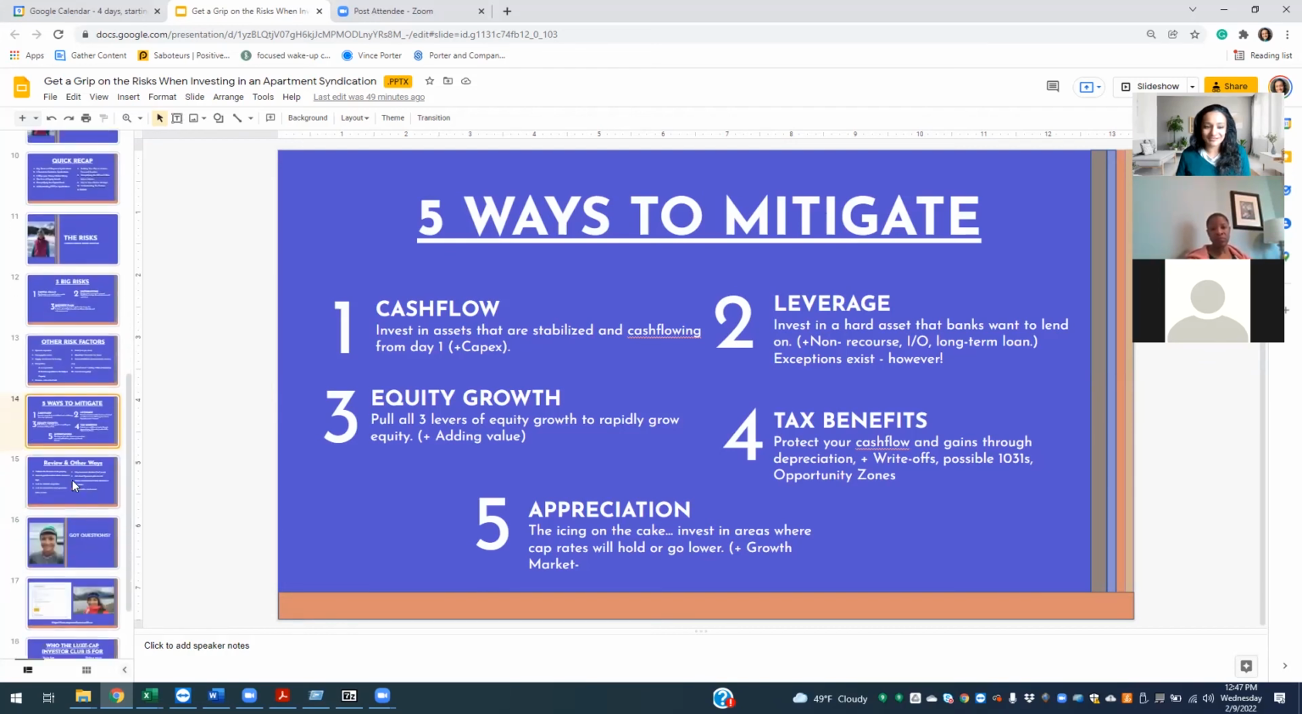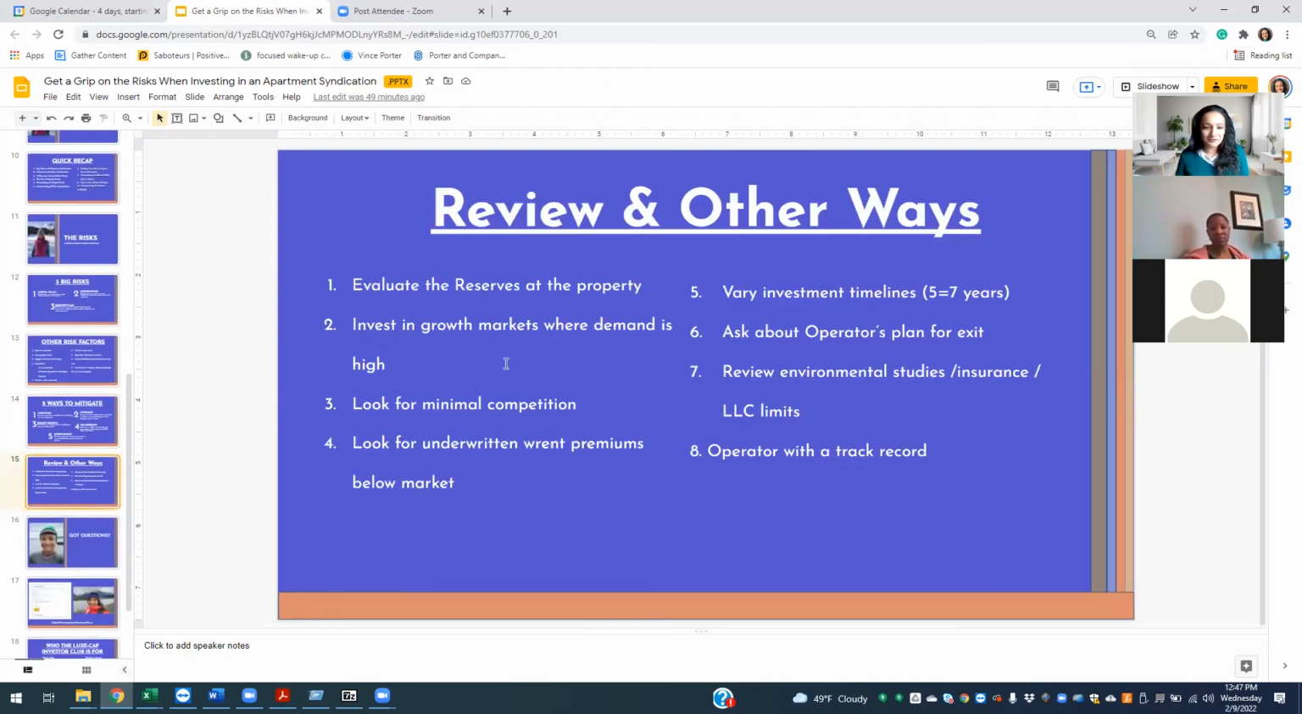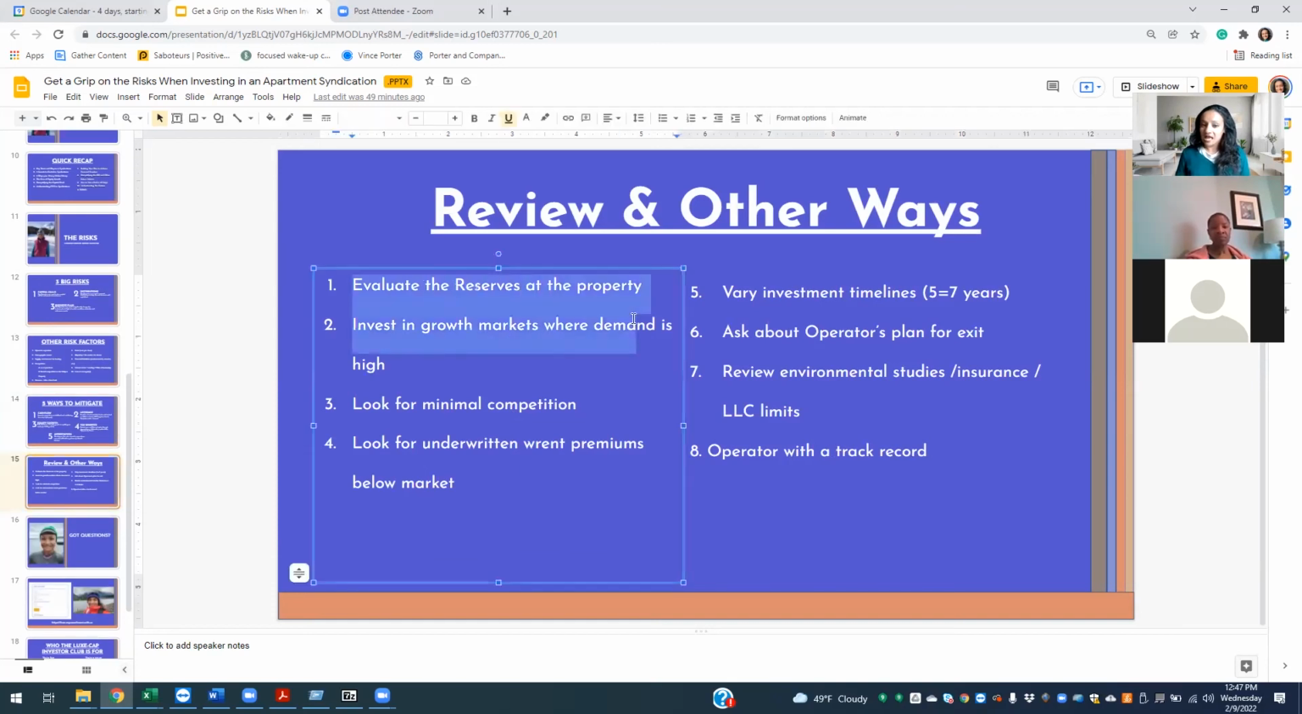Okay, so considerations. This is kind of a review and some other things that we just haven't maybe covered yet. As we said, adding padding to the deal: evaluate the reserves of the property. And again, there's a certain skill that's involved in that, but we're just talking about it in general terms right now. Invest in growth markets where demand is high.